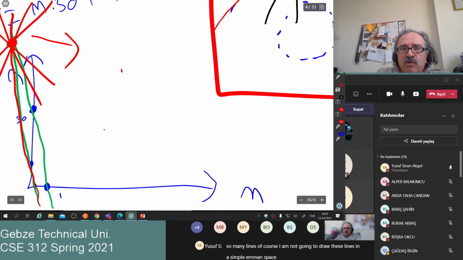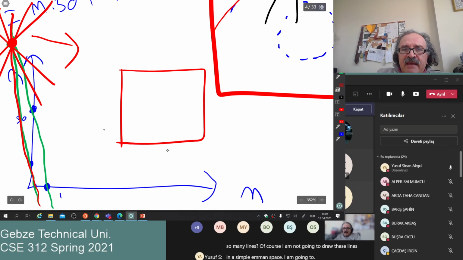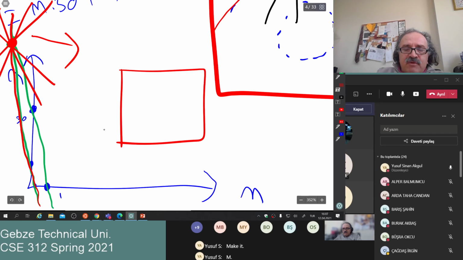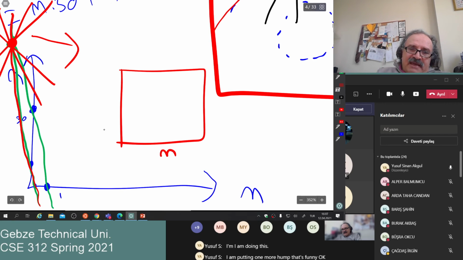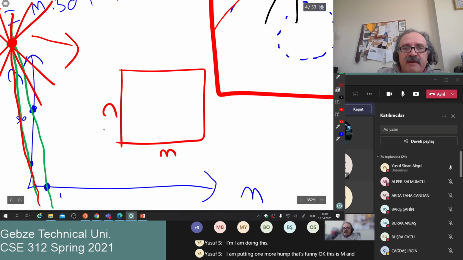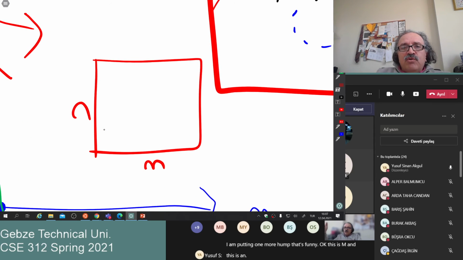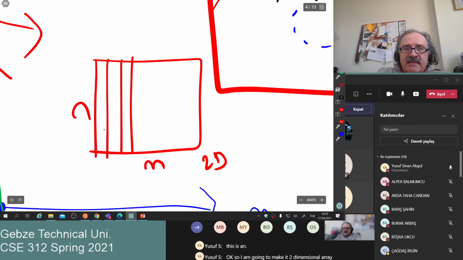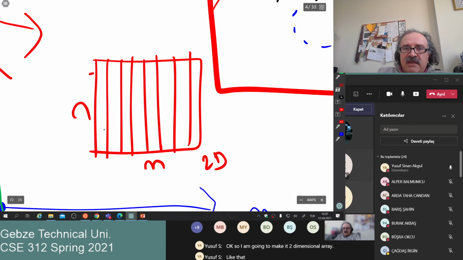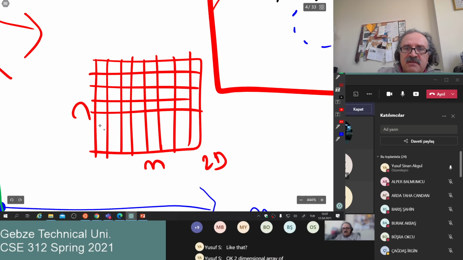I am going to make a M. For some reason, I cannot write M today. When I am writing M, I am putting one more hump. That's funny. Okay. This is M and this is N. So I am going to make a two-dimensional array like that. A two-dimensional array of counters.